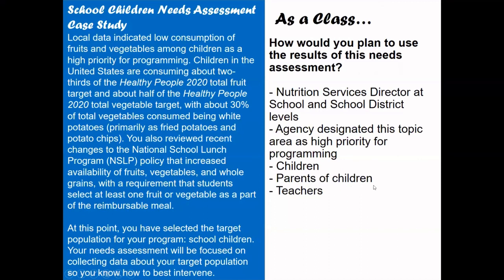Maybe parents of children would be interested in understanding the results of that needs assessment of their children's perceptions and opinions about fruits and vegetables and what's being available at school. They could be influencers as well in the next step after the needs assessment. If the results show that they're not consuming a variety of fruits and vegetables, then maybe you want to encourage that, and parents could be one of those keys in a potential future program.